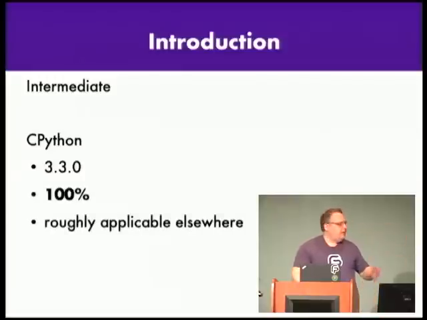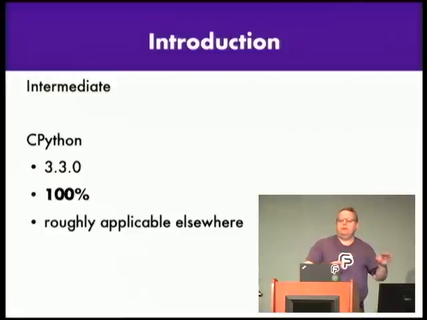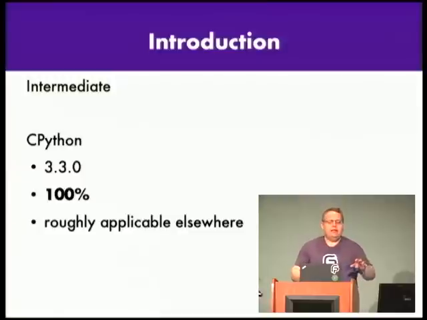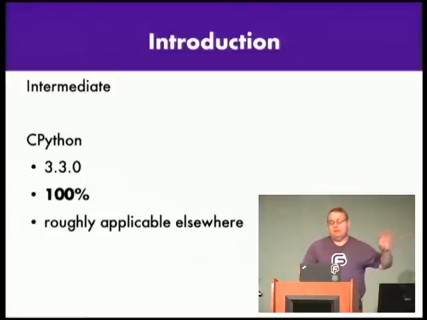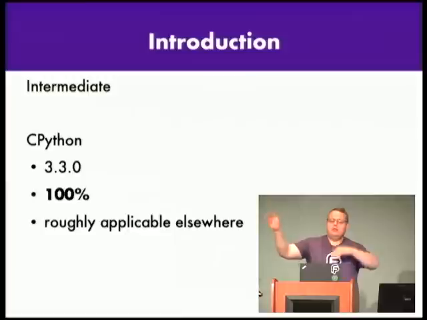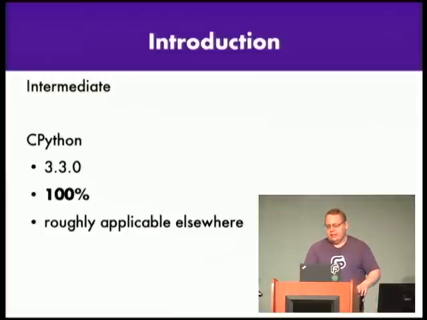Now, this information I'm going to give you is roughly applicable to other implementations, but not directly. PyPy has its own bytecode, which is similar, but not exactly the same. And IronPython and Jython, the whole purpose of those is that they're using the Java native virtual machine and the CLR, and those have their own bytecodes, and they're very different. The concepts are going to be relevant, but unfortunately the concepts are only going to get you so far in those environments. So this is really for people who are using CPython.